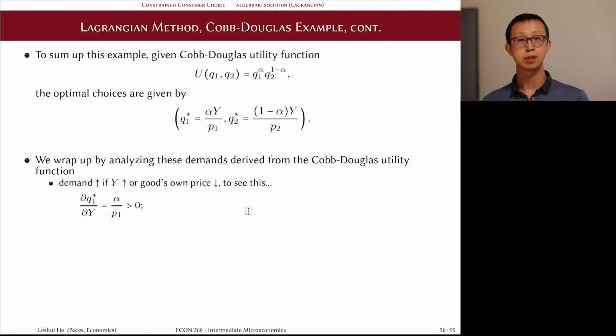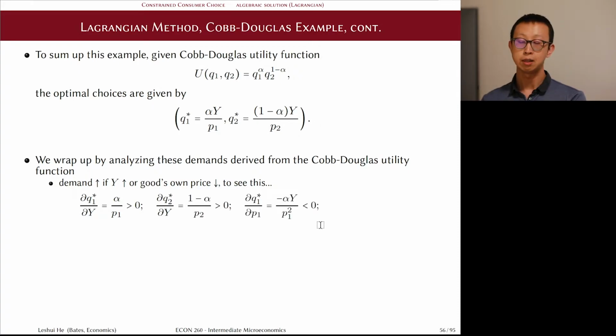In addition, these demands are decreasing in their own prices. When P1 increases, Q1 becomes smaller. When P2 increases, Q2 becomes smaller. We can verify that by taking the derivative of Q1 star with respect to P1 and the derivative of Q2 star with respect to P2. You can verify that these derivatives all satisfy the desirable properties with the signs that we expect to have. These are desirable properties that match reality pretty well.